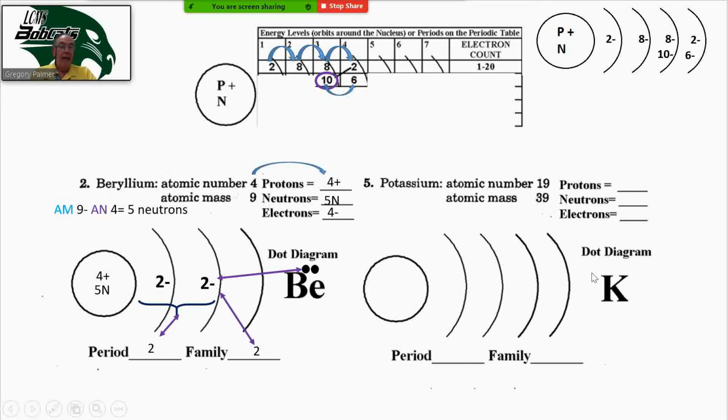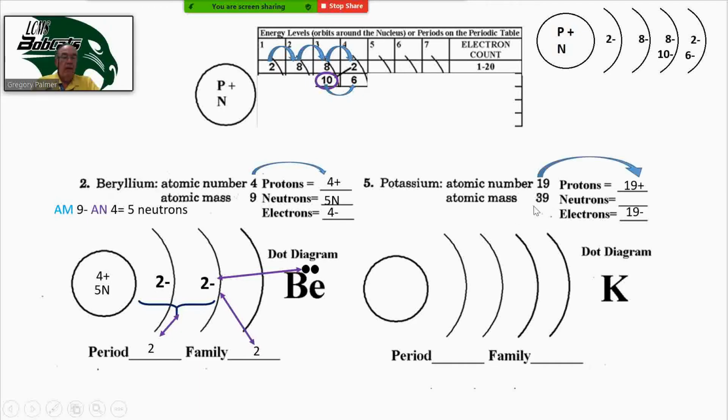Now let's take a look at potassium. The information we learned from the periodic table was it has an atomic number of 19 and a mass of 39. Now remember, this mass is the total of the protons plus the neutrons. We know that the atomic mass is 39, and that equals the number of protons and neutrons. So something plus 19 equals 39. This is when we need to do our math. We take 39 minus the 19, and that equals 20 neutrons.